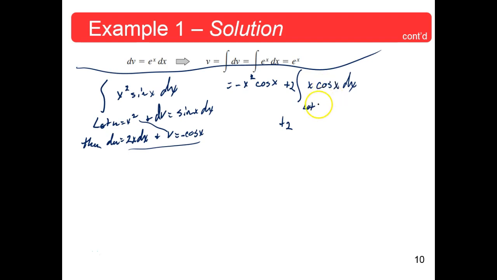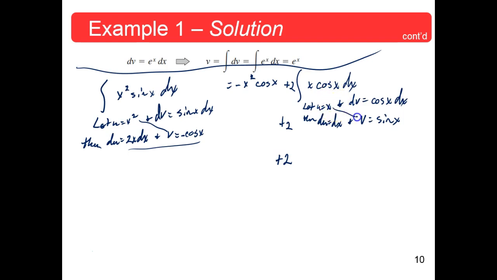U would be x. u equal x and dv is equal to cosine x dx. Okay. Then du is equal to dx and v is equal to sine x. Okay. Now we have, don't forget your plus 2. And where do we go from here?